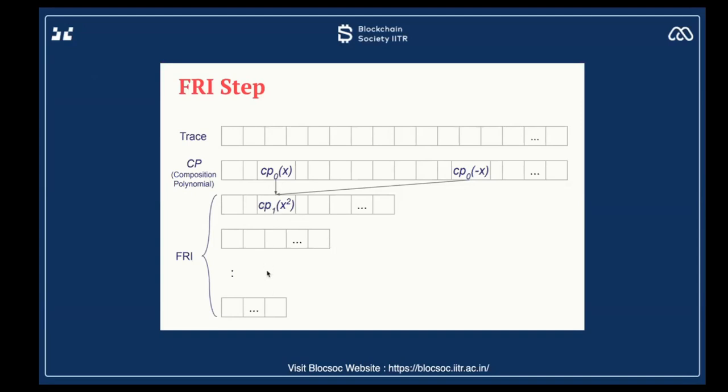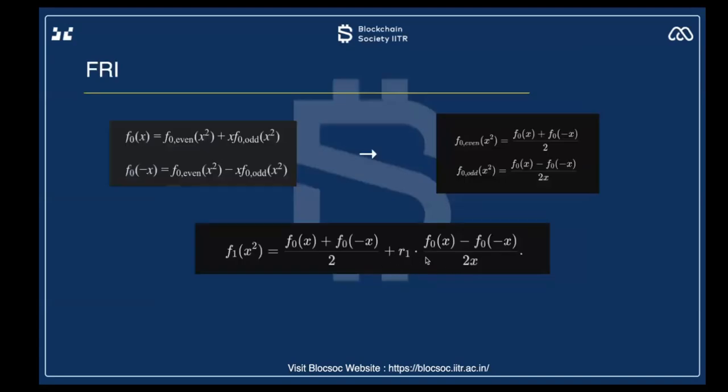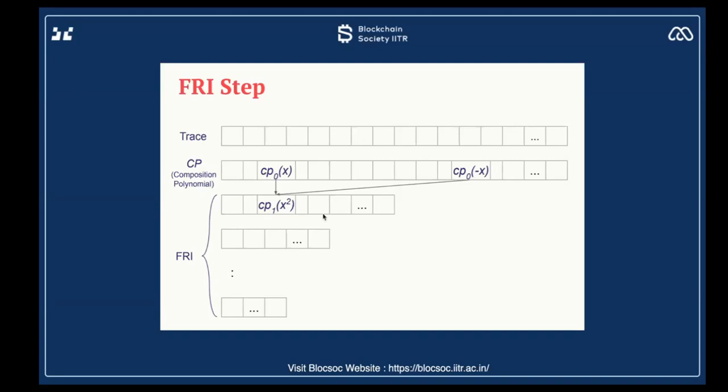And this step is done in all the FRI stages. That's why the time complexity for verifying the proof is log d. There are order of log d polynomials, and in every step there is only a constant amount of time spent in proving the transition from the higher step to the lower step of the hierarchy. So this is how the verifier will verify the FRI polynomials.